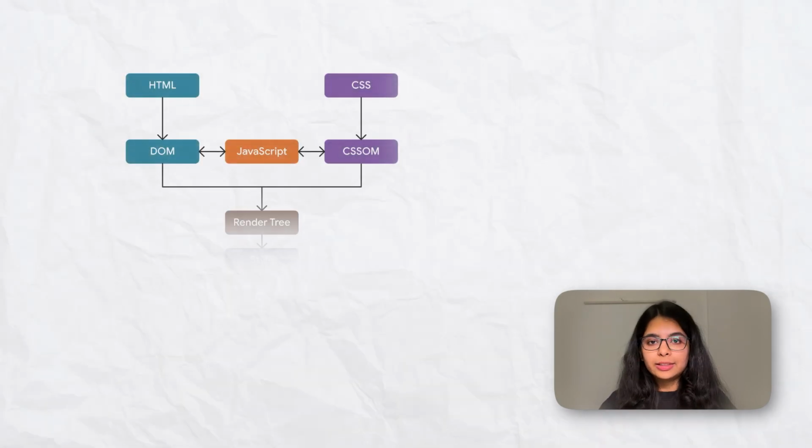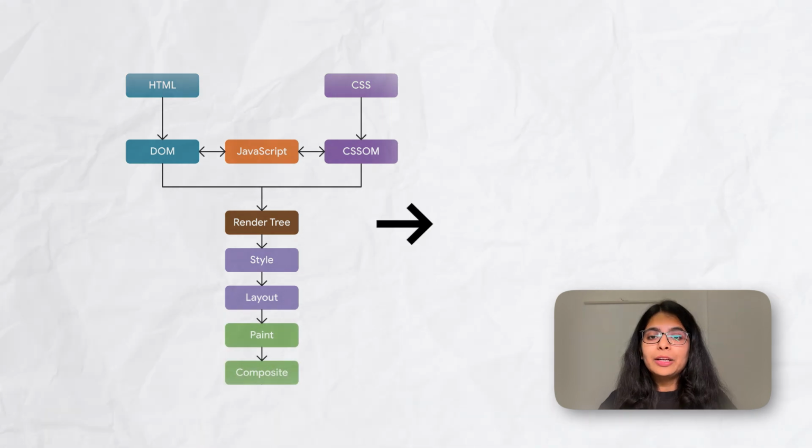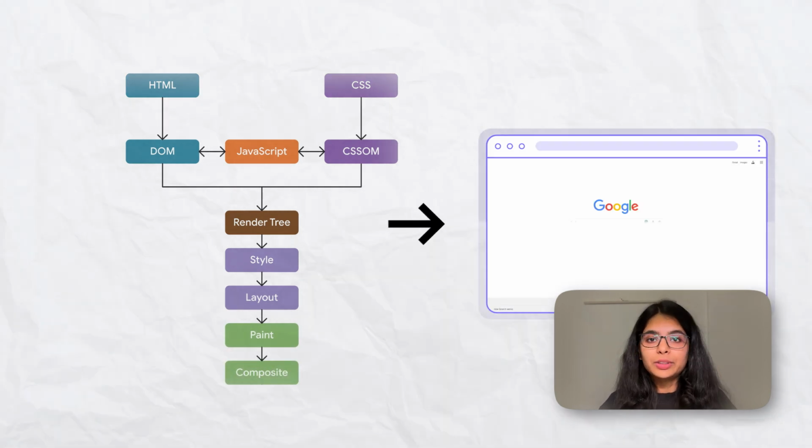This process is called the critical rendering path. It's a series of steps taken by the browser to convert your HTML, CSS, and JavaScript code into the pixels that you are seeing on your screen. Today, I'll walk you through all the steps that are part of the critical rendering path so that you can understand how each and every little piece of code affects your website's performance.